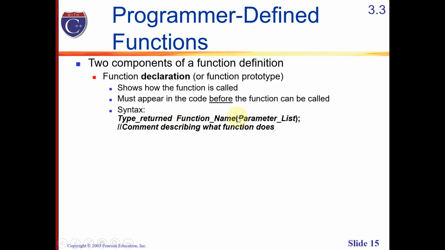And of course, we also have the parameter list, and it should be terminated by a semicolon, just like declaring a variable. And of course, to guide whoever is reading your source code, you can also put a comment which will describe what your function does.